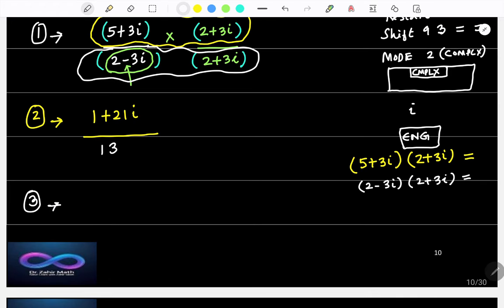Then step number 3. What is step number 3? You are going to put the whole thing in the calculator. How, teacher?